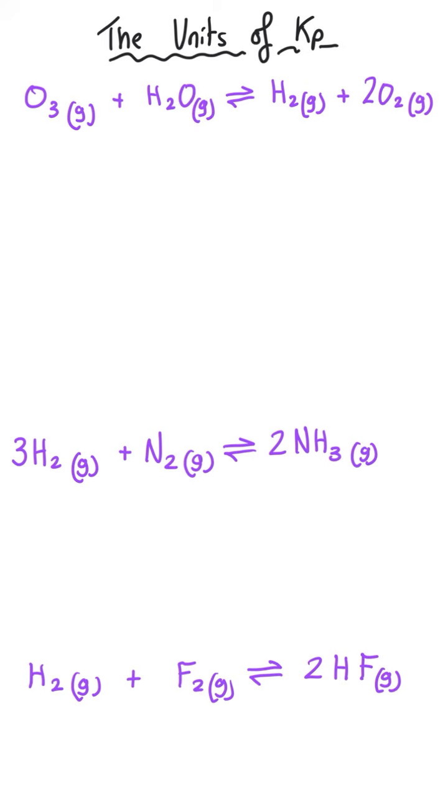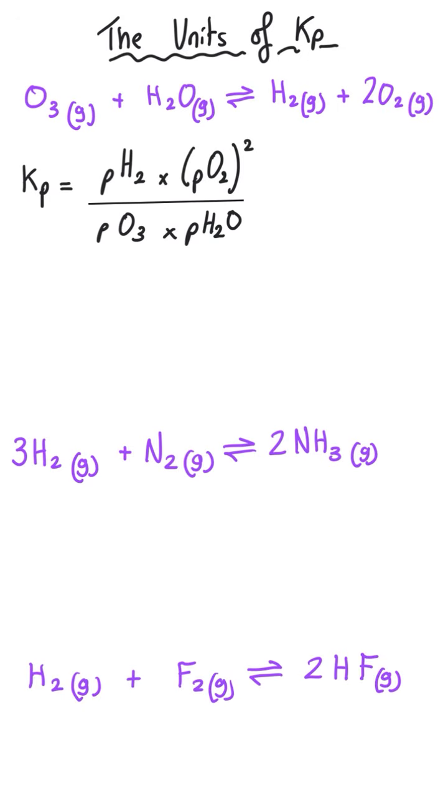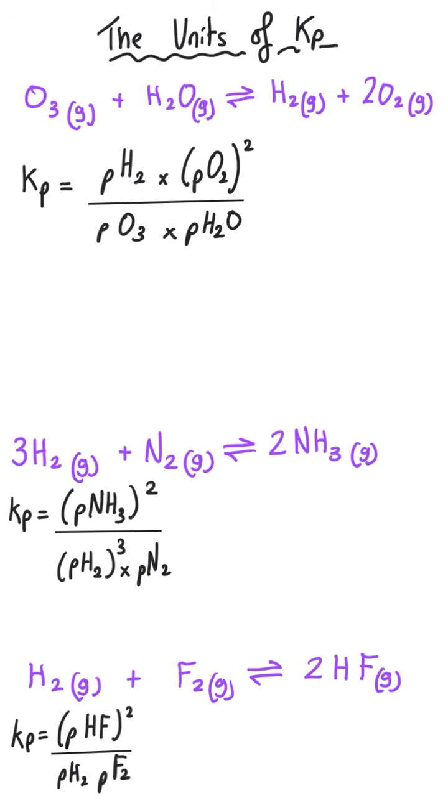Calculating the units of Kp is really similar to calculating the units of Kc and quite similar to calculating the values of the rate constant. To start this process off, you need to begin by writing the Kp expression. You can see I've got 3 examples of equilibria here. I'll write the Kp expressions for each of them. And then we need to substitute in, instead of any values, the units for each of the terms.